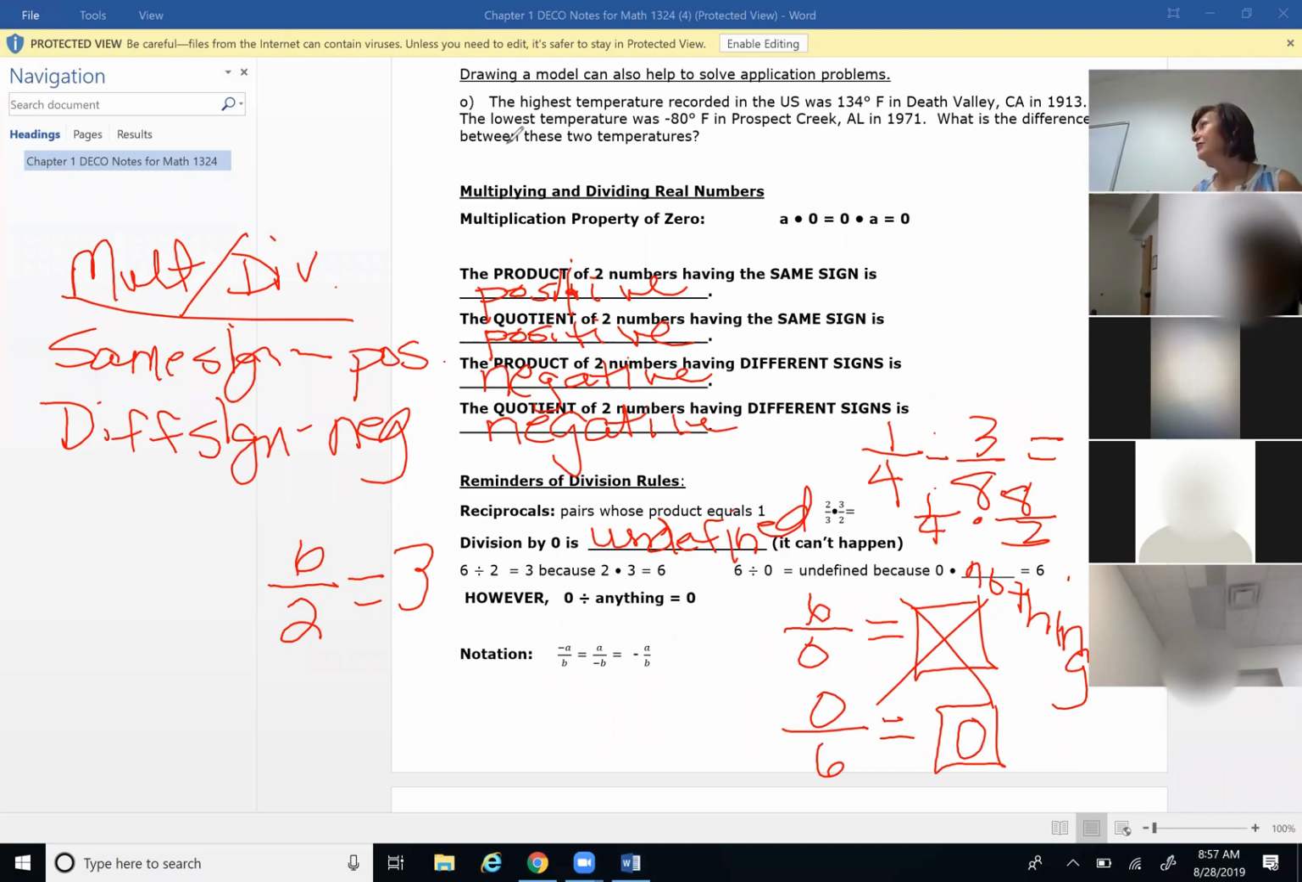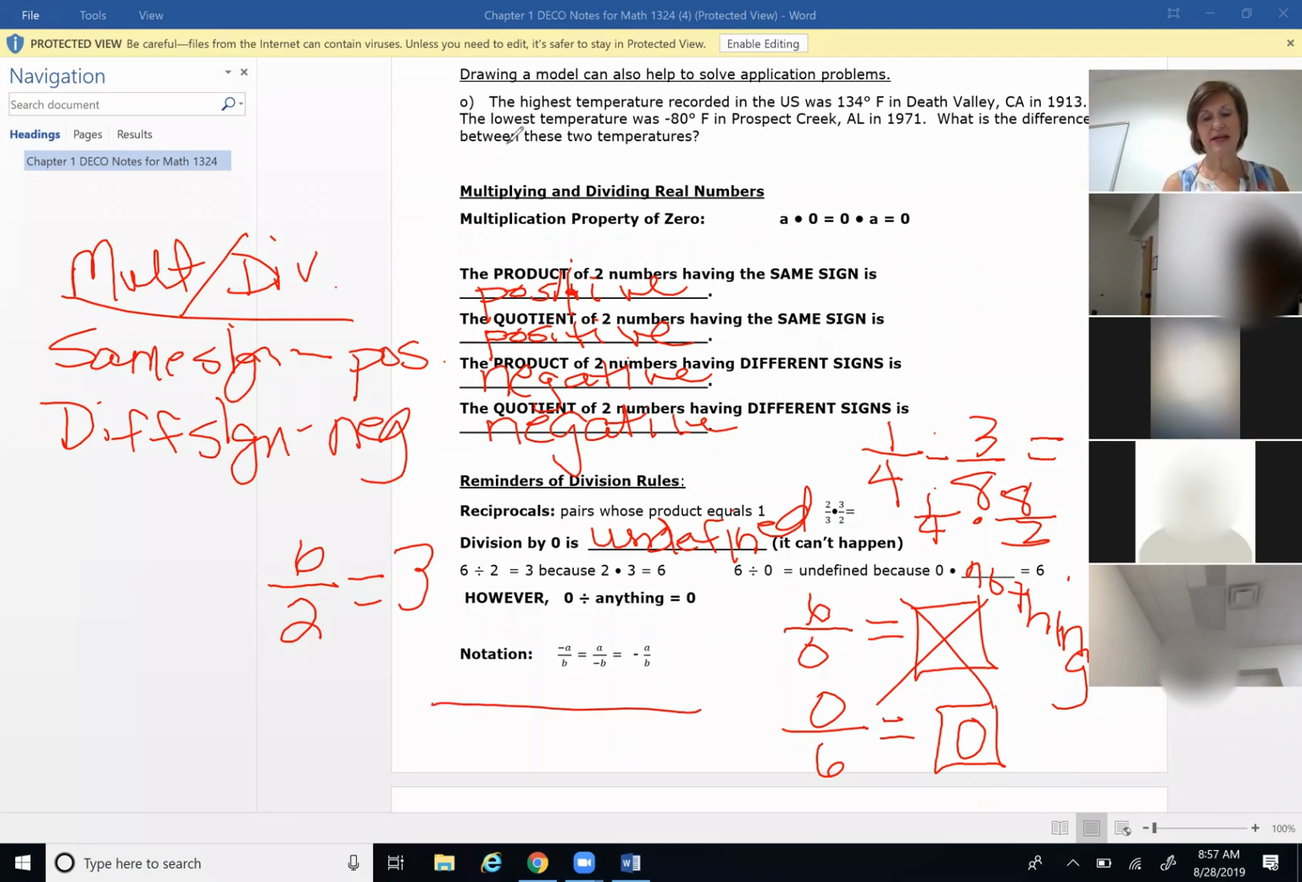So that is equal to 0, because 0 times 6 does equal 0. So if 0 is on top in a fraction, it equals 0. But if 0 is on bottom in a fraction, then it is undefined or impossible. Okay, so far so good? All right, one more thing I want to remind you about.